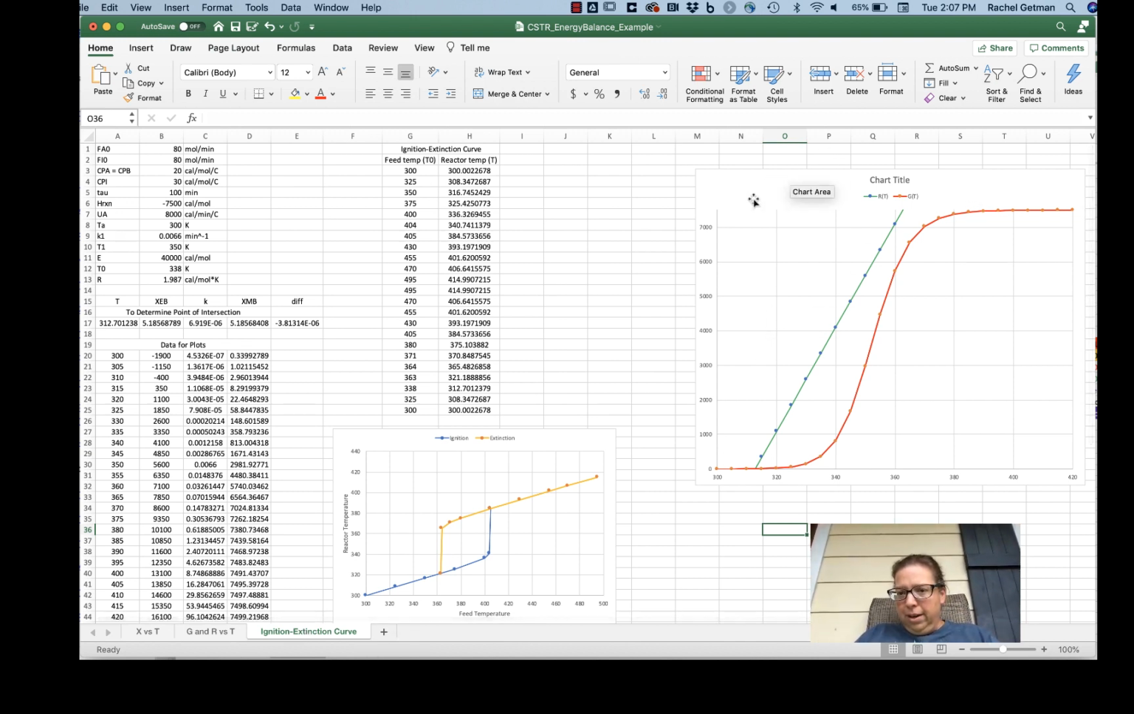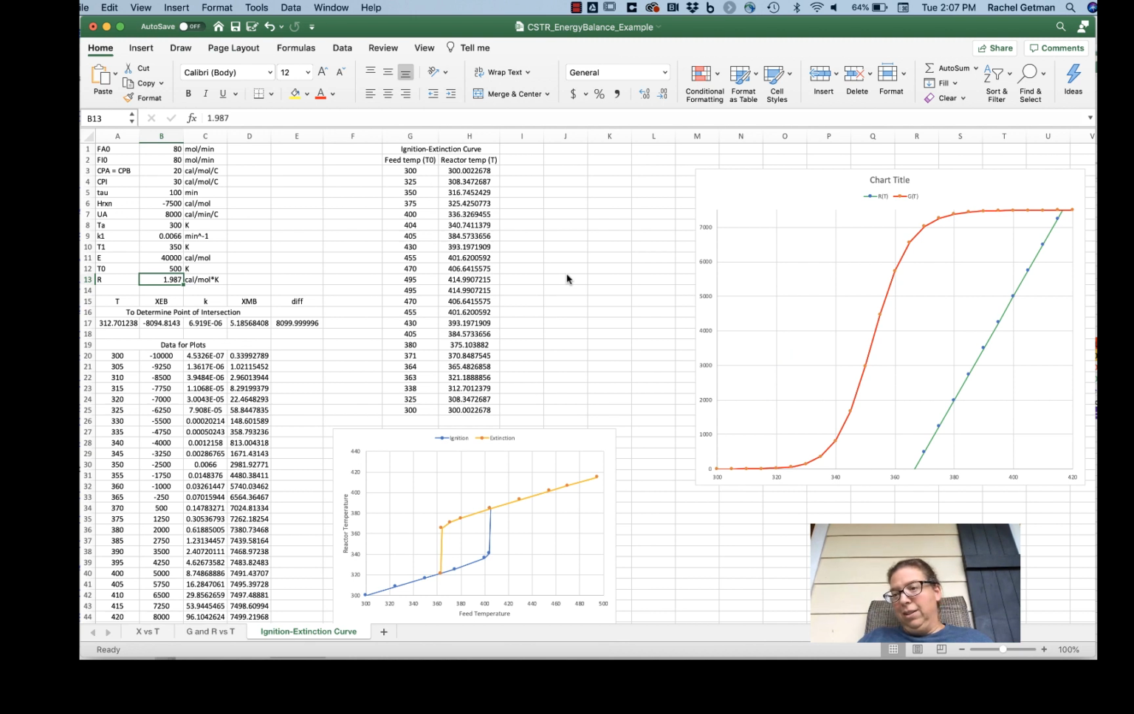Here is my GFT and RFT curve. We said in the last lecture that I can shift this RFT curve to the right or the left by changing this feed temperature. Right here I'm at 338. I can start as low as 300 and go up to as high as 500. When I do that, I get various different intersections between the red S curve and the green straight line. Those are all different steady state solutions to my CSTR energy balance.